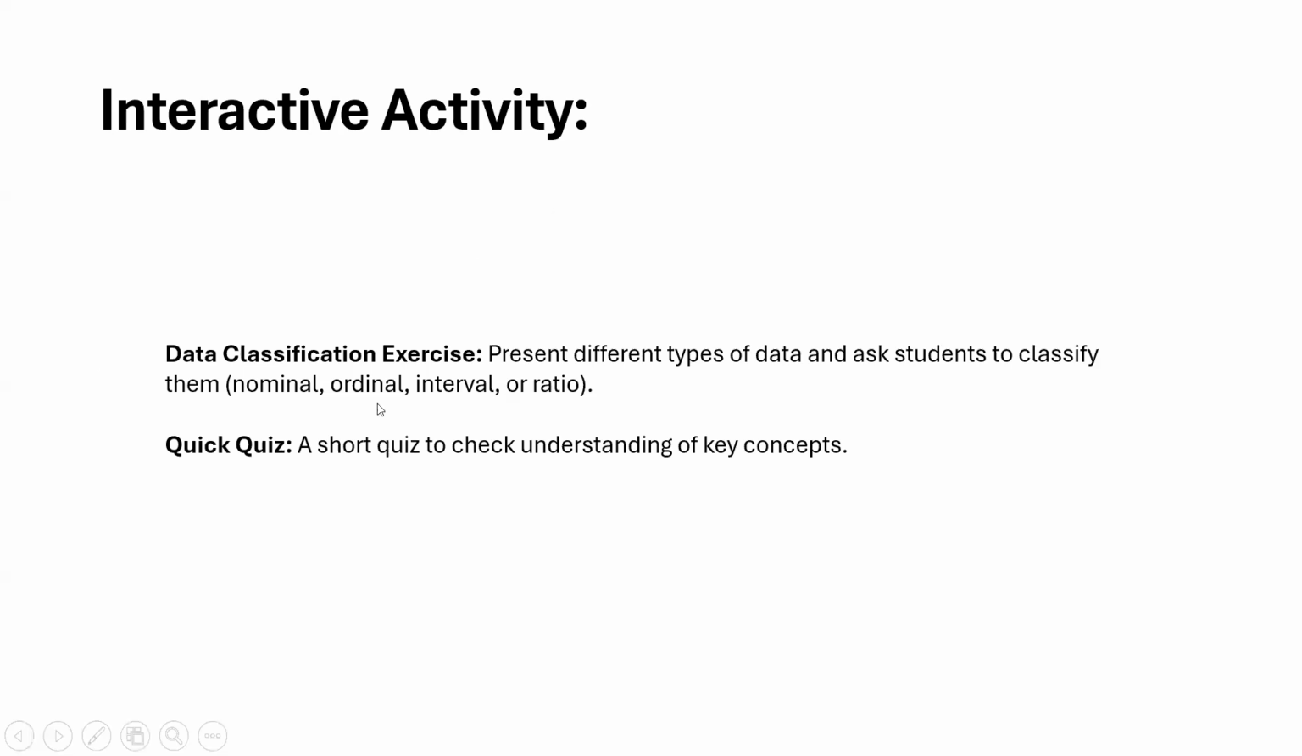Again, it's an interactive activity, right? I think we have already discussed the data classification. If I ask you to give me an example of nominal, ordinal, interval, ratio kind of category, will you be able to give me? You can answer yes or no, otherwise we can discuss. I want everyone to be comfortable with all these four categories. Do you know what is nominal, ordinal, interval, or ratio data?